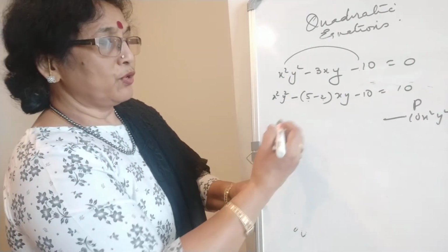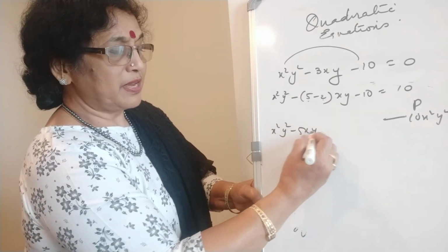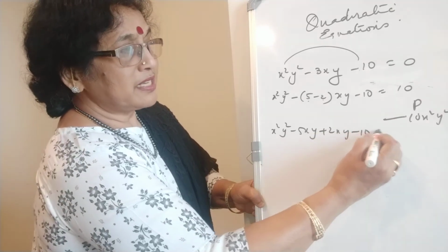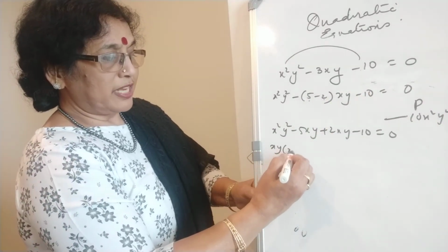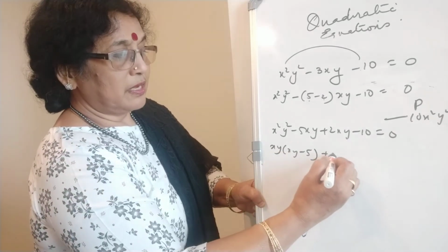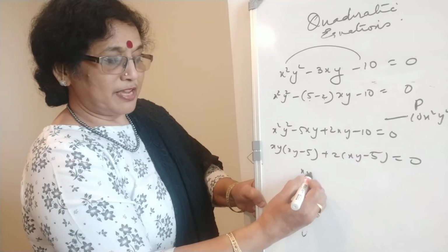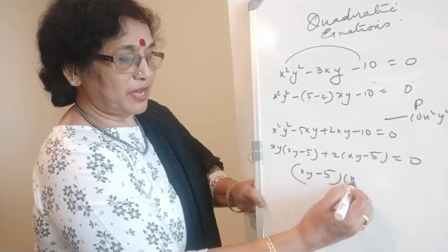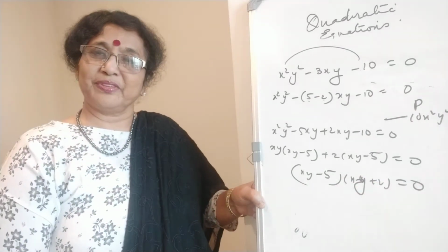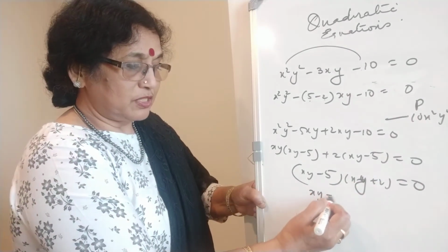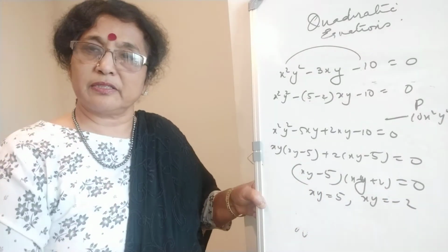So you open the bracket and you solve it. You get x square y square minus 5xy plus 2xy minus 10 equals 0. This should be 0. So you take xy common, xy minus 5, plus you have 2 common, xy minus 5 is 0. So (xy minus 5) and (xy plus 2) is 0. Now two factors are 0. So therefore xy equals 5 and xy equals minus 2 if you equate each term to 0.